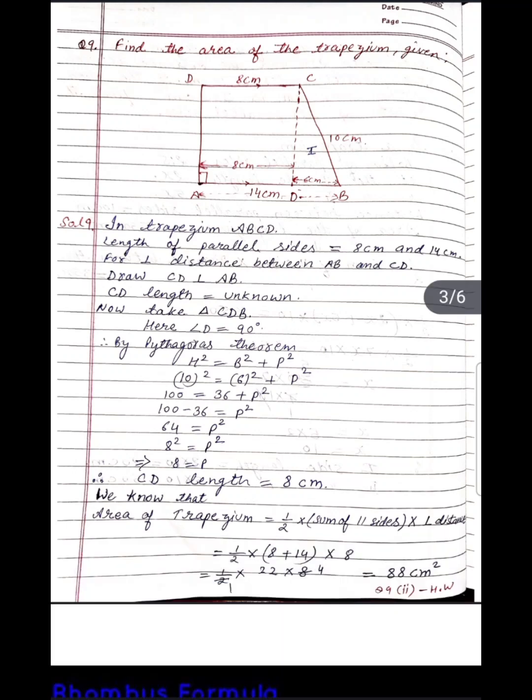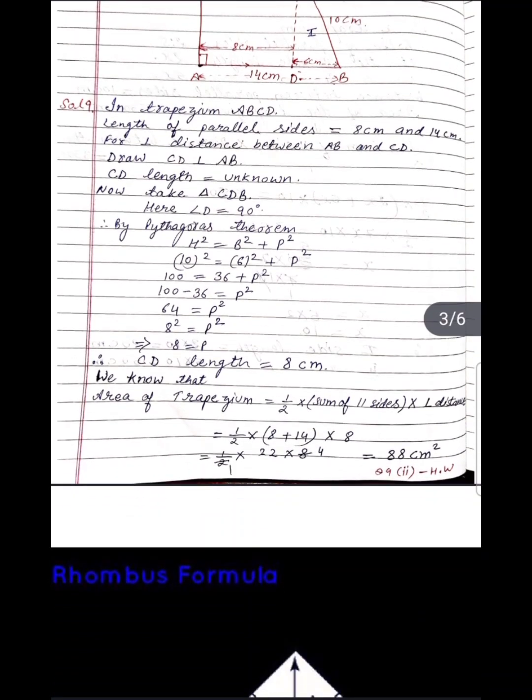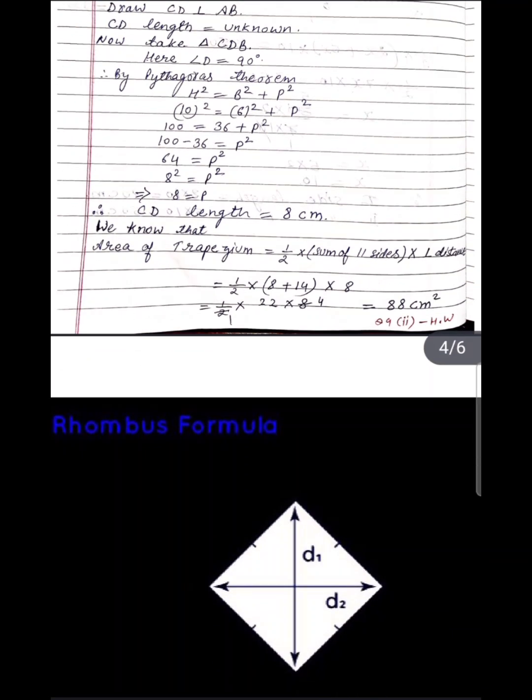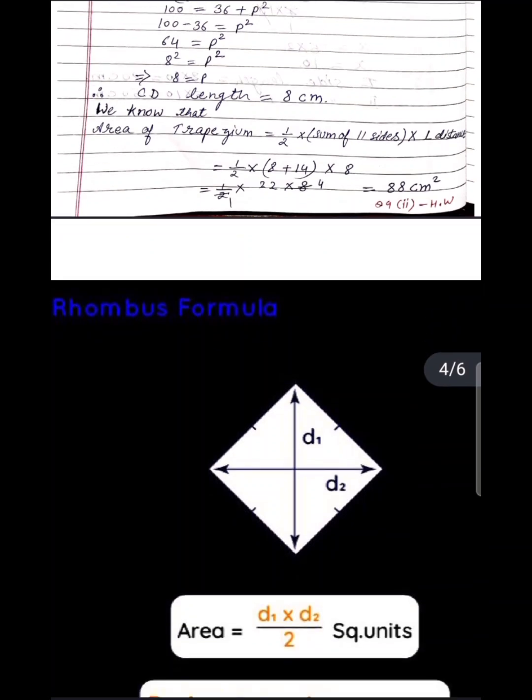So this is going to be half into sum of parallel sides into perpendicular distance. Just substitute all the values and you will get the answer, that is 88 square centimeter.